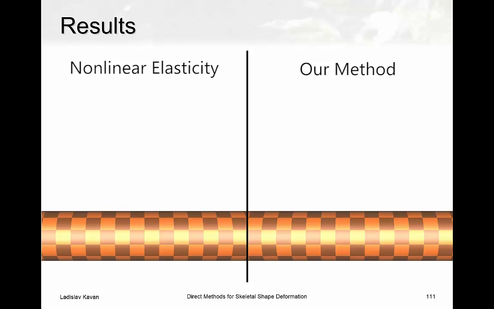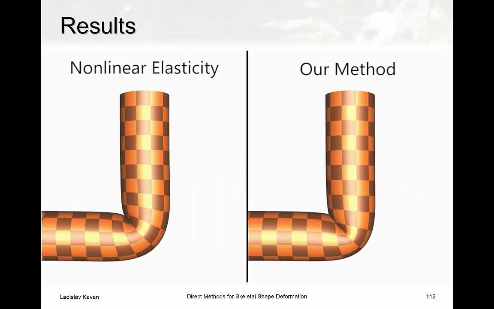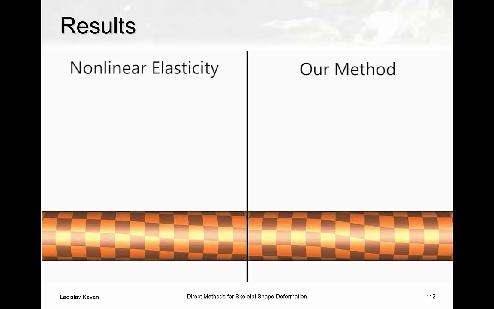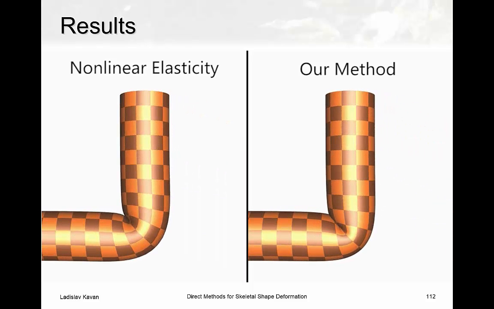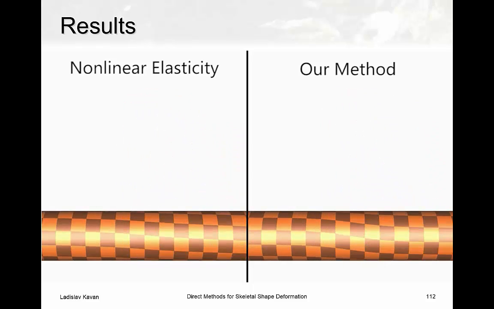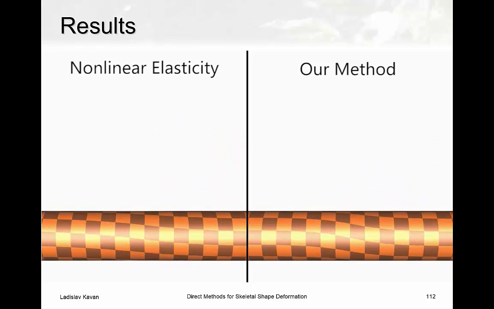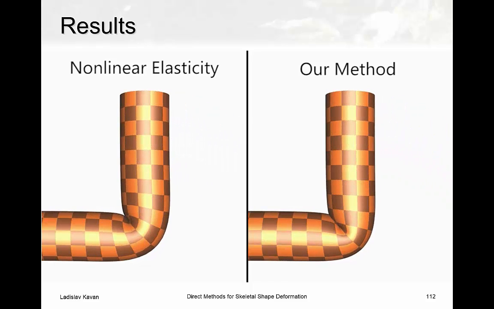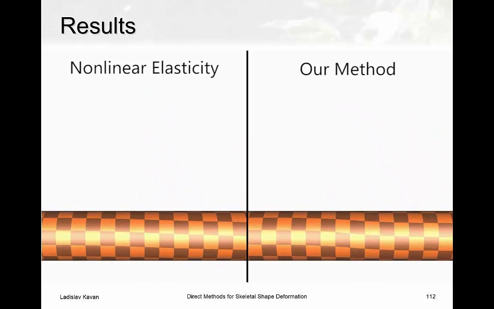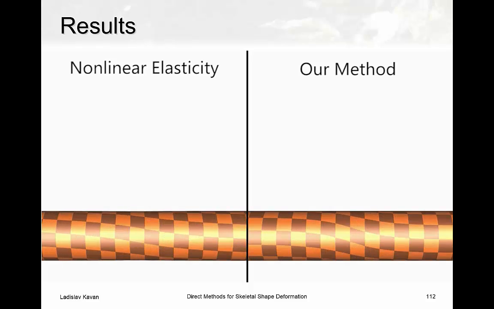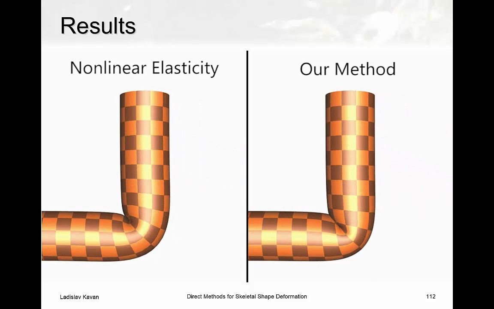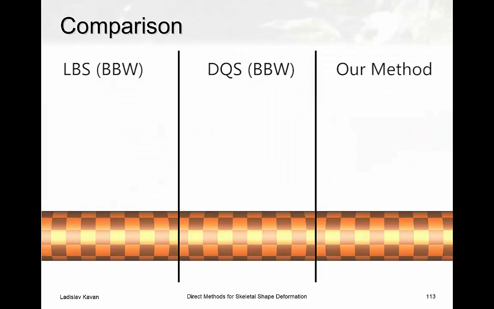And here are some results. So here is how it compares to the quasi-static elasticity. That's what the nonlinear elasticity is. Our method, that means the swing twist deformer with the elastic energy minimizing weights, is not exactly the same. The quasi-static elasticity is a little bit better, but our method is way faster than the quasi-static elasticity.